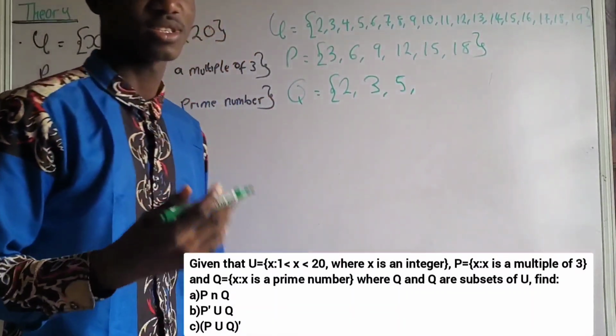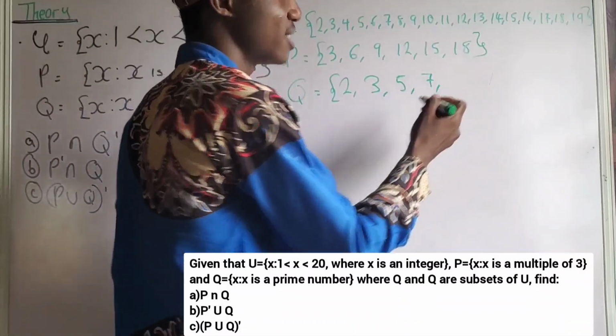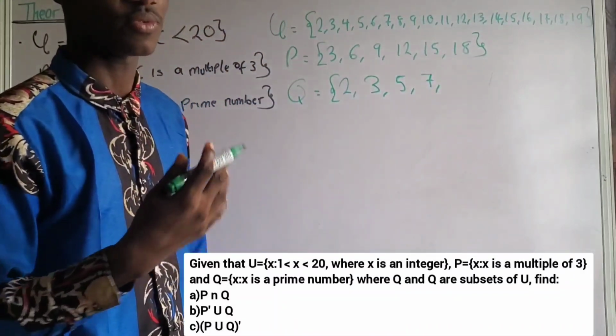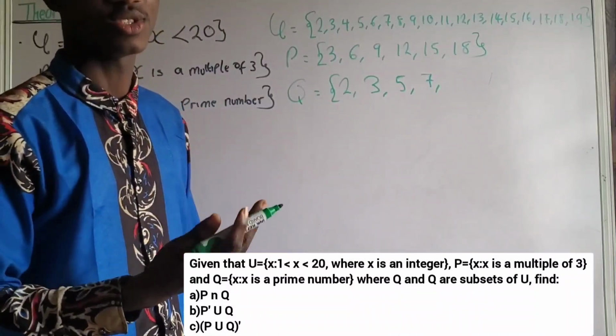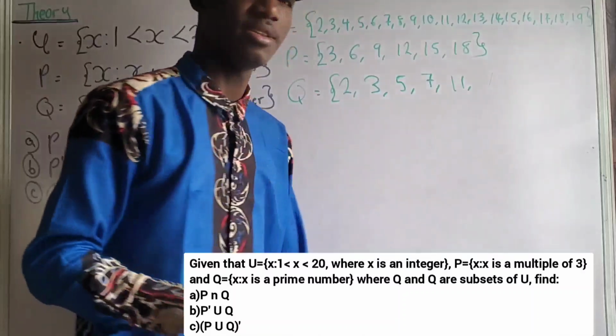What of 6? 6 cannot be regarded as a prime number. 7 is a prime number. 8 is not a prime number. What of 9? 9 is not a prime number. 10 is not a prime number. 11 is a prime number. We put it there. Then what of 12?